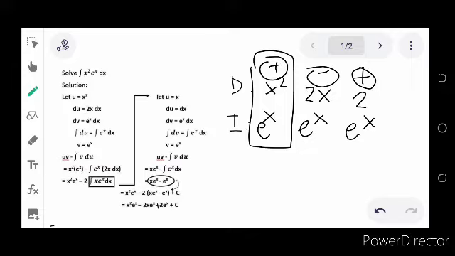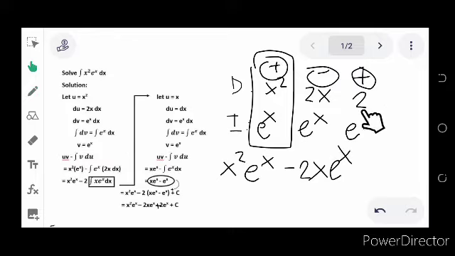So you have x squared times e to the x, that gives you x squared e to the x. And then 2x times e to the x is 2x e to the x. Since the sign is negative, multiply it by negative, you now have negative 2x e to the x. And then lastly, 2 times e to the x is 2e to the x. Sign is positive, so you have positive 2e to the x plus c.